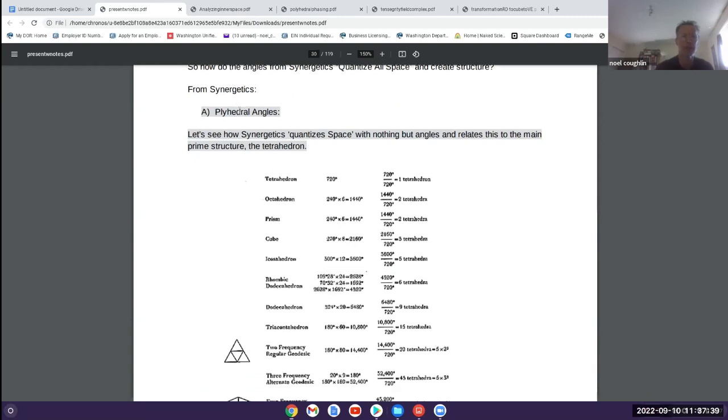From Synergetics, we see that the tetrahedron has 720 degrees of angular variation about its 4 vertices. The octahedron has twice this, or 2 tetrahedrons' amount. The prism has the same.